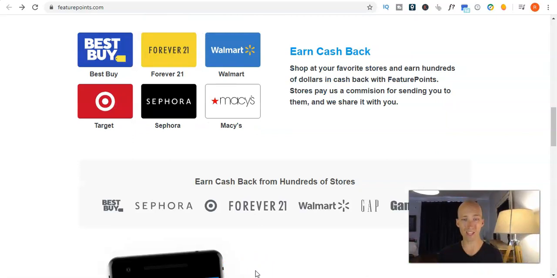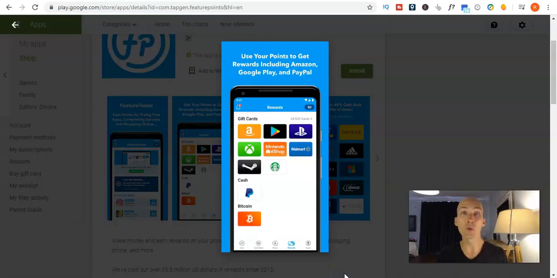And I know that's the case, because as they say here, earn cash back from hundreds of stores. Then after you're loaded with points, you can redeem your points for things like PayPal cash, gift cards like Amazon, also Bitcoin, if that's still a thing.